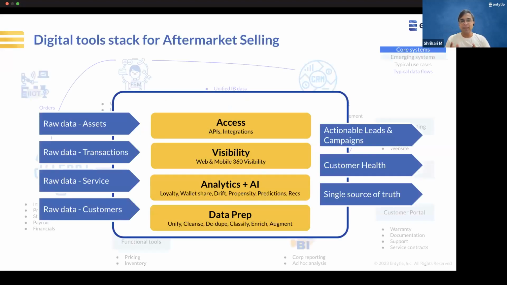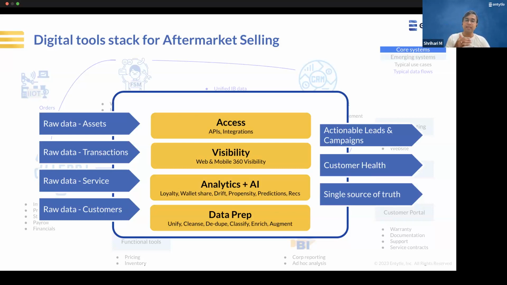The tech stack that we envision is basically this: you have all the data that you get. What you see on the left-hand side is the raw data: your assets, your transactions, which include part order transactions, services, service contracts, and your customer data. On the right-hand side, you could get actionable leads, opportunities, and the health of your customers. You would be in a position to visualize your entire install base. What you see in the center is where our install base platform lies, where we have built APIs that our customers can access to get data. We have also built our own product where you can see the customer 360 and install base 360.